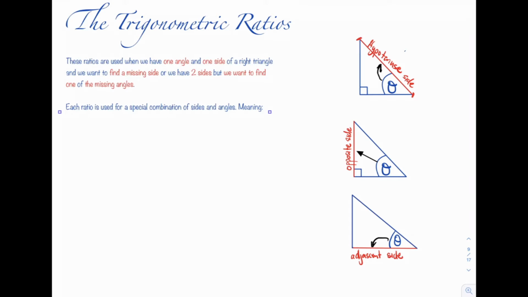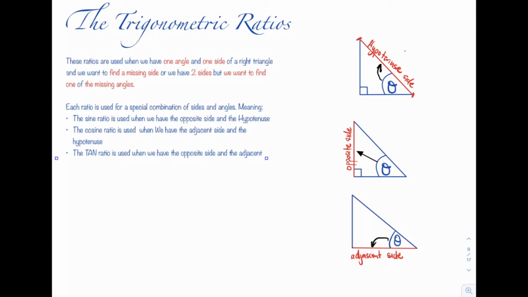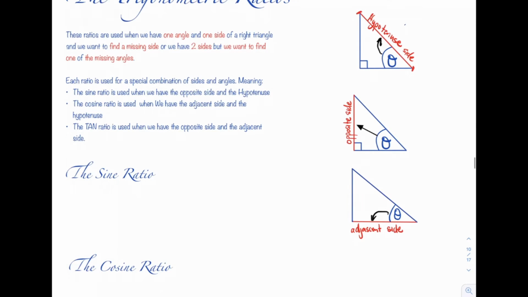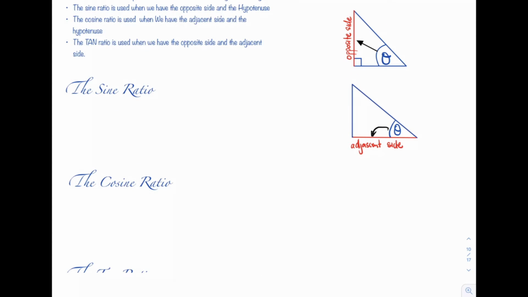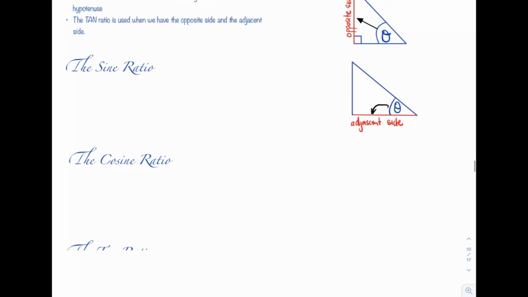Each ratio is used for a special combination of sides and angles. Meaning the sine ratio is used when we have the opposite side and the hypotenuse. The cosine ratio is used when we have the adjacent side and the hypotenuse. Likewise, the tan ratio is used when you have the opposite side and the adjacent side. Nice. So let's jump right into each of these ratios. Here we look at the sine ratio, the cosine ratio, and the tan ratio.